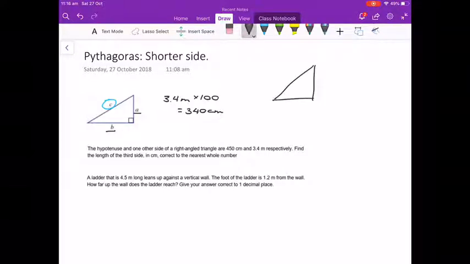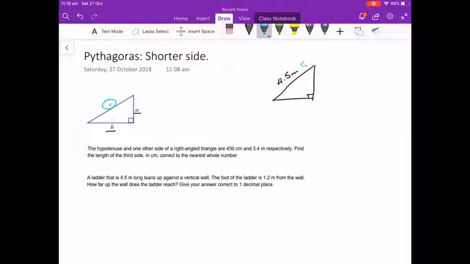Again, starting with a diagram. We know that it is 4.5 metres long, calling that C, and we know that the foot of the ladder is 1.2 metres from the wall. We're going to label that A. So we're going to be finding X using our B square rule. B square equals C squared minus A square, which equals 4.5 squared subtract 1.2 squared.